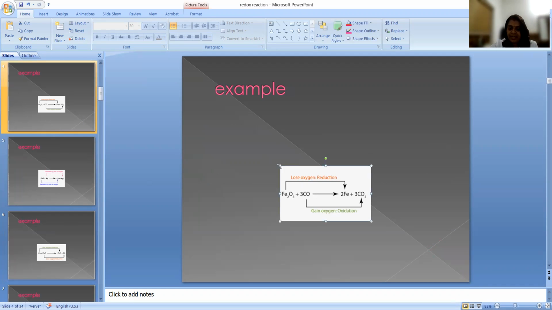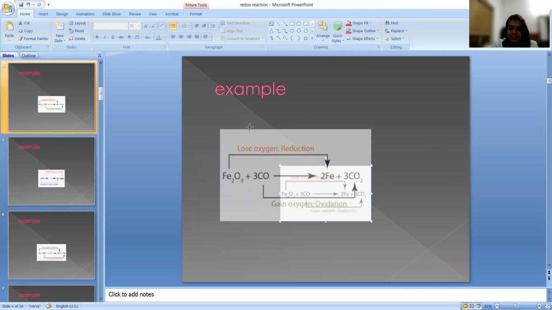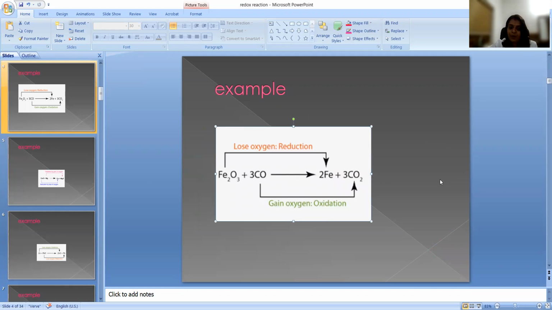Look at this particular example. Iron oxide is reacting with carbon monoxide. When it reacts with carbon monoxide, what is happening to Fe2O3? It is losing oxygen and converting into Fe. The removal of oxygen is reduction, so this reaction, Fe2O3 to Fe, is called reduction.